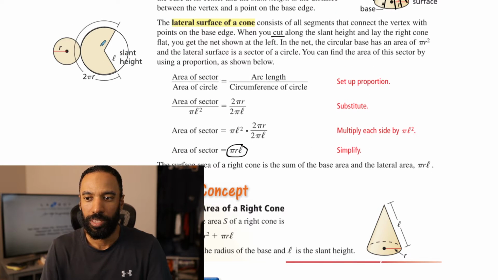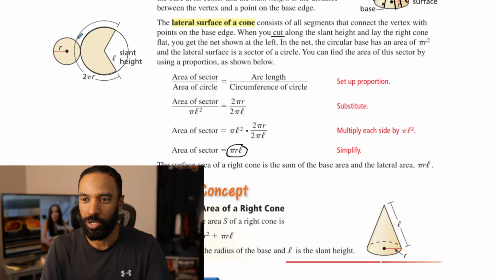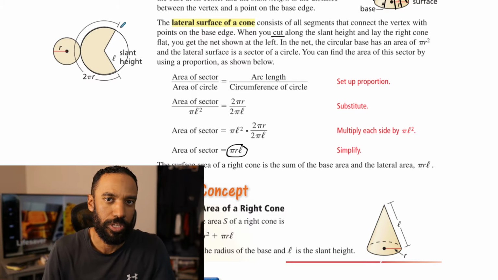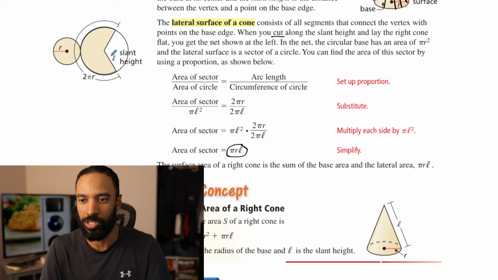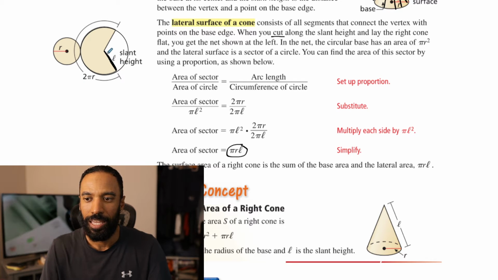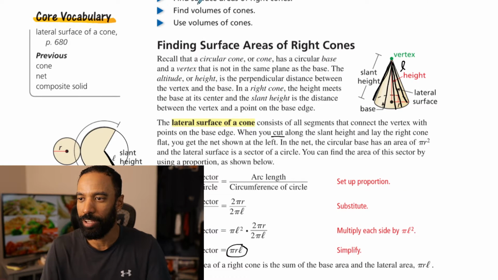Well, it's a proportion. The area of this sector divided by the area of the entire circle equals the arc length right here divided by the circumference of the entire circle. They're all in proportion with each other. Now, area of the sector is what we're trying to find. Pi L squared is the area of the whole circle because L, the slant height, is also the radius of this.